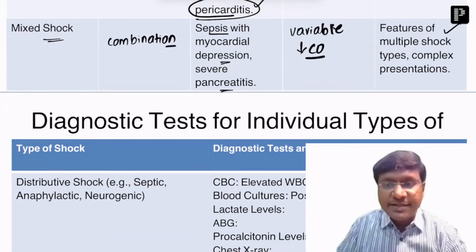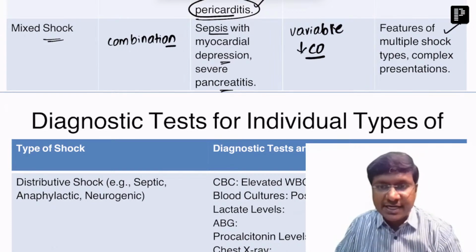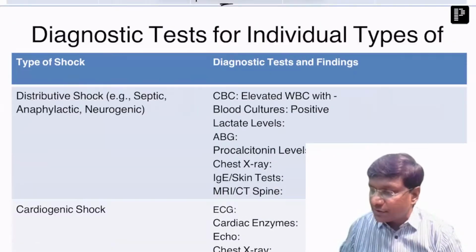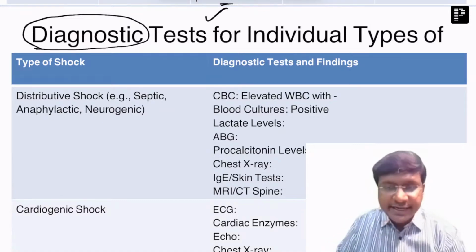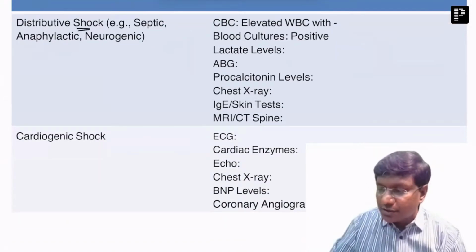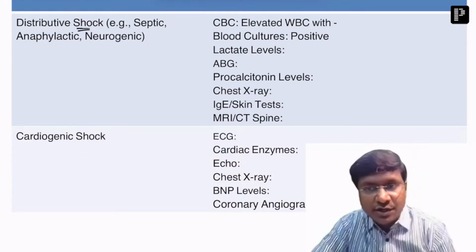Okay. So this was the detailed discussion related to the various types of shock: hypovolemic, obstructive, mixed, distributive, as well as cardiogenic shock. And you need to know the workup for the individual types of shock, that is, the diagnostic tests for the individual types of shock. So take distributive shock. What are the causes for distributive shock that we have discussed? Sepsis, anaphylaxis, or neurogenic shock.